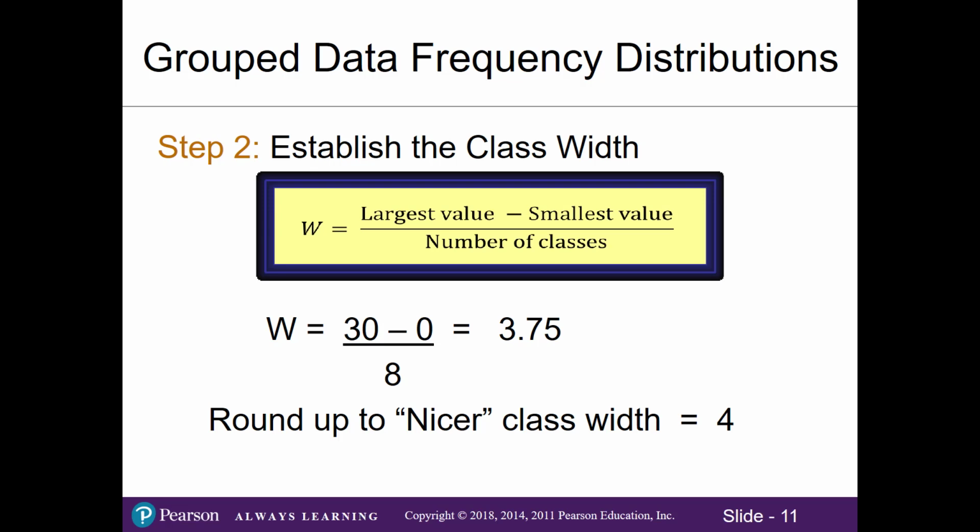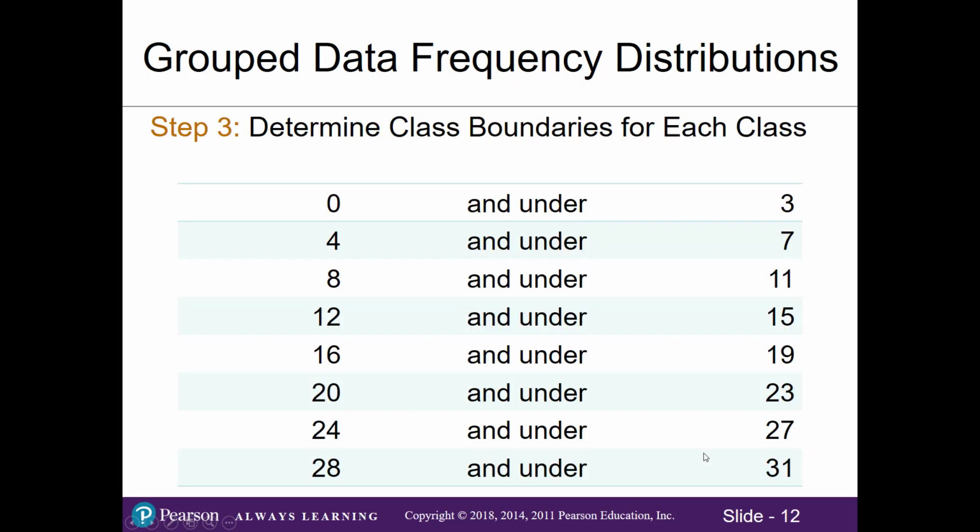Now we want to establish the class width. To do that, we take the largest value, in this case 30 movies being streamed, and the smallest value, which was 0, and we divide by the number of classes that we figured out in step 1. So when we take 30 minus 0, which equals 30, and divide it by 8, we get a width of 3.75. To make it easier when we work with our data, we'll round it up to a nicer class width of 4.